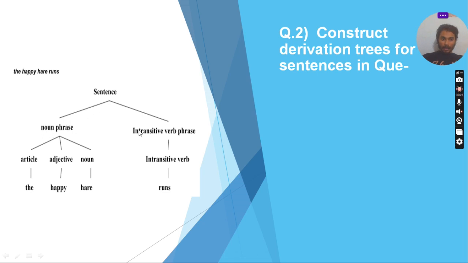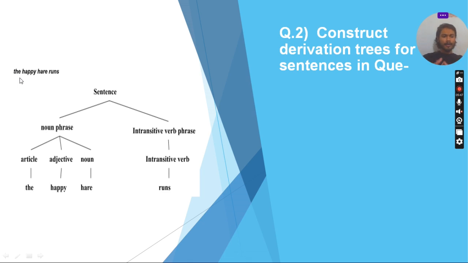The sentence is a noun phrase and an intransitive verb. So a noun phrase is made up of an article, an adjective, and a noun. So there's an article, there is an adjective, and there is a noun. Okay, so this is also a way to conclude a sentence, or to create a derivation tree.